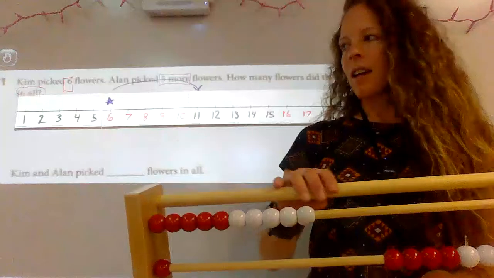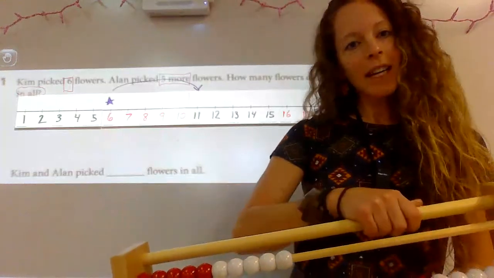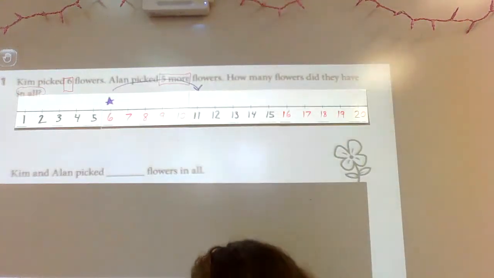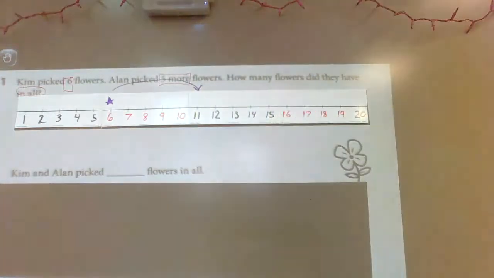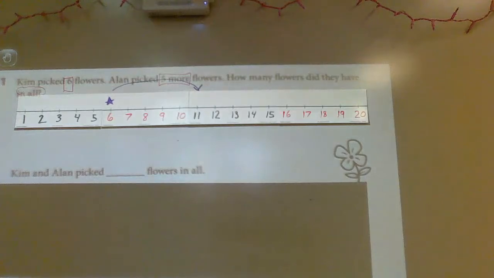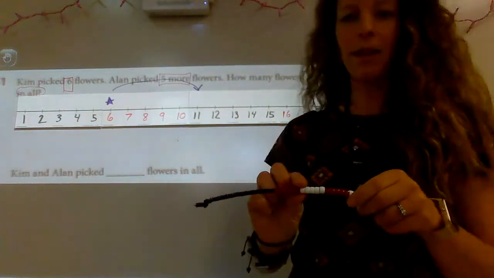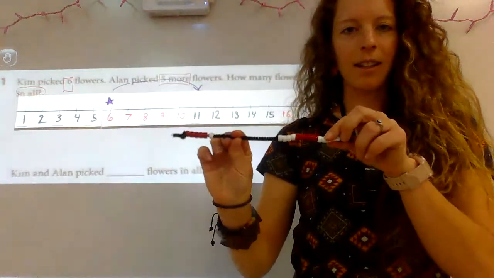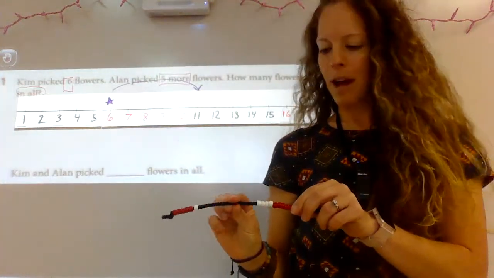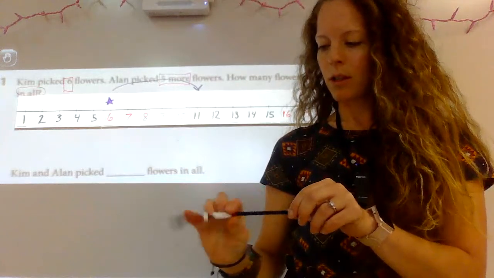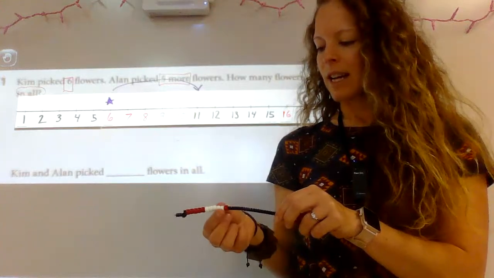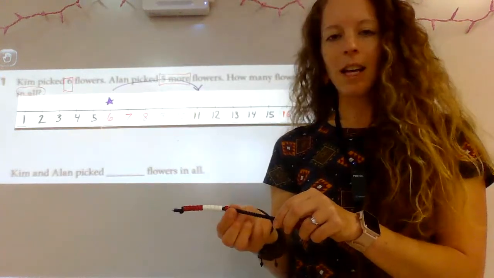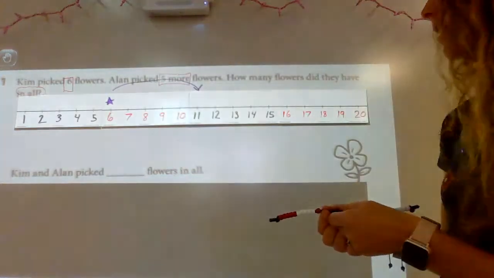11. Or I could use my number string that we just talked about yesterday, with the groups of 5 all the way to 20 strung across. So we start with 6, and we add 5 more with 1 push. Is it the same answer? I see 10 and 1 more is 11.